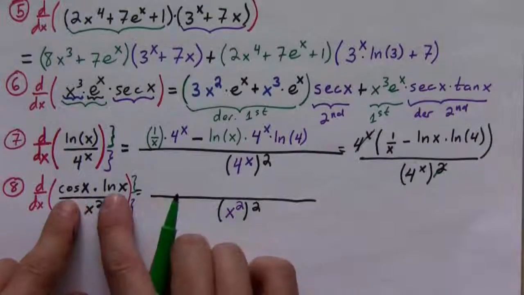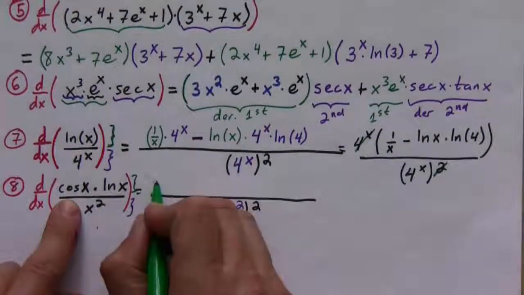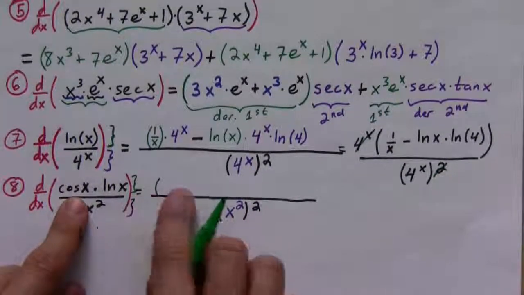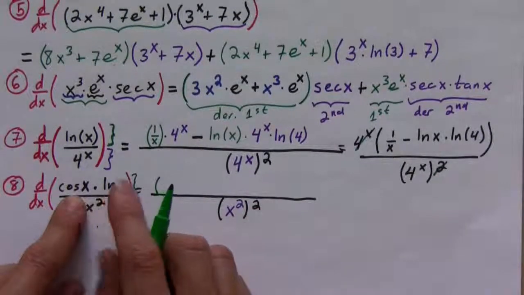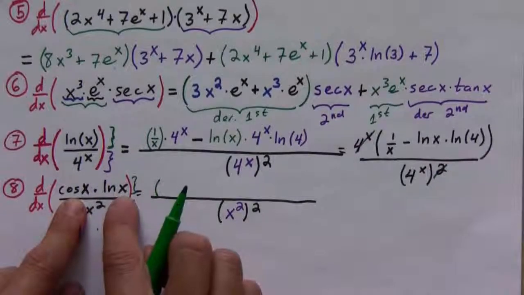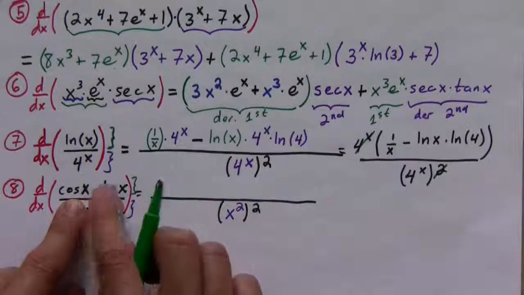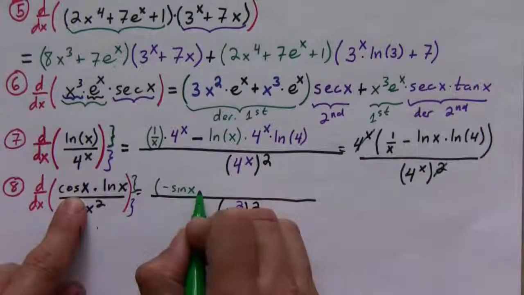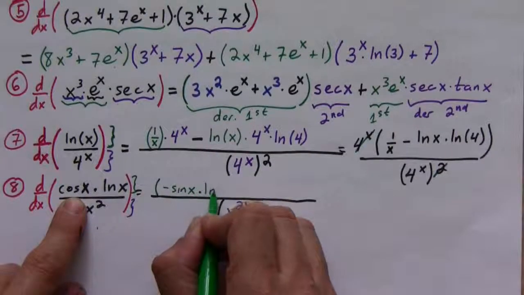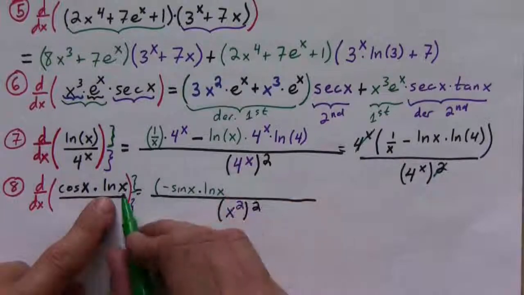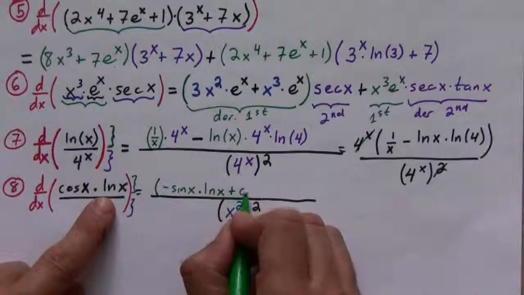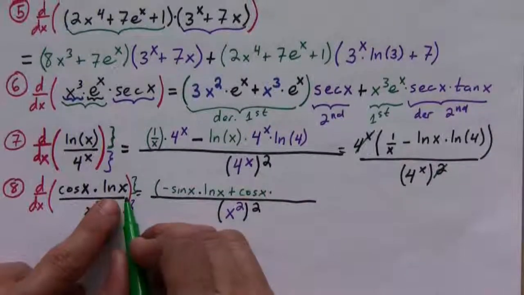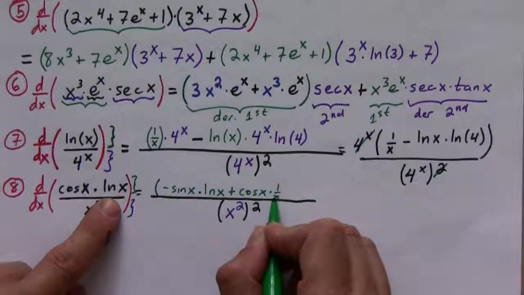So the derivative of the top, we have to use the product rule. I'm going to do it all in green. So I'm going to do the derivative of the first. This is just the product rule on top. Derivative of cosine is negative sine times natural log of x, which is the second, plus cosine of x, leaving it alone, times the derivative of the second, which is 1 over x.